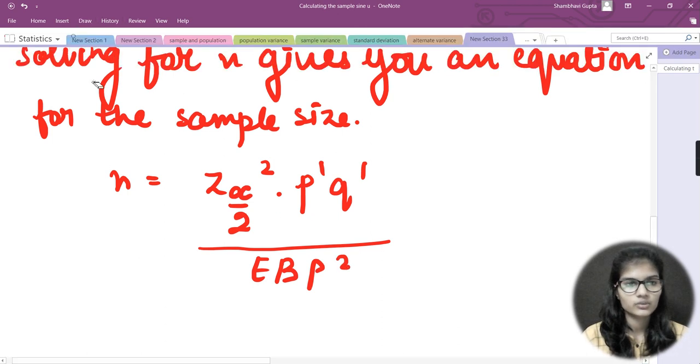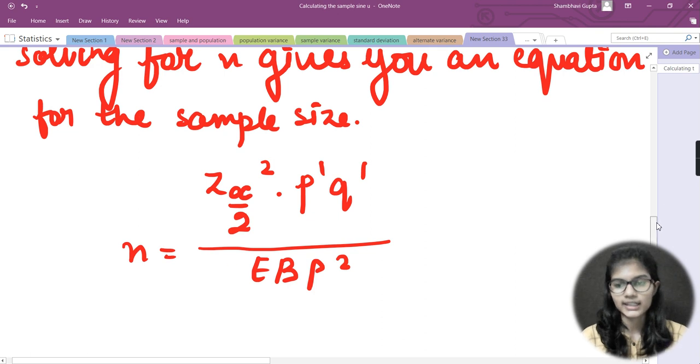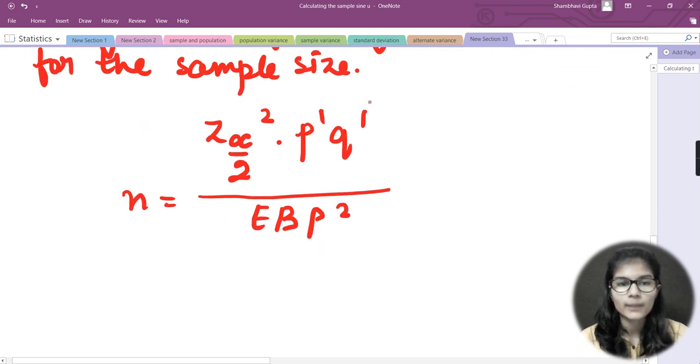Now let me quickly erase this and write that in the middle of the line: n is equal to Z of alpha by 2 whole squared, multiplied by P dash Q dash, divided by EBP squared. This is the formula we apply for finding the value of n, my sample size. For finding n, these are all the things I need to have in my question, and then only would I be able to find the sample size.